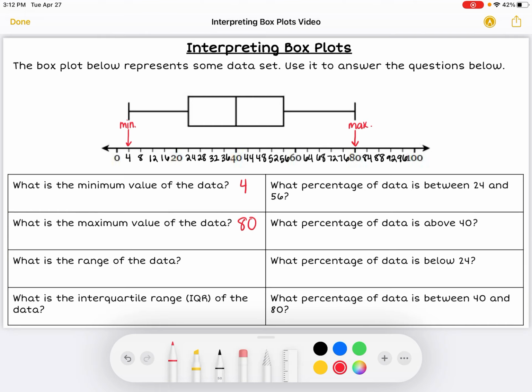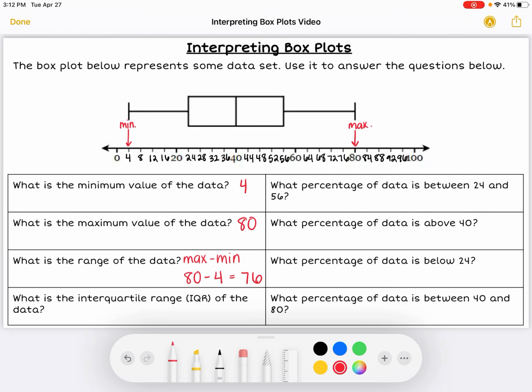What is the range of the data? So we've already learned about range when we looked at dot plots and histograms. The range is the maximum minus the minimum, and we already know the maximum is 80 minus the minimum, which is 4. If you need a calculator, you can use it, but 80 minus 4 gives me 76. So my range is 76.